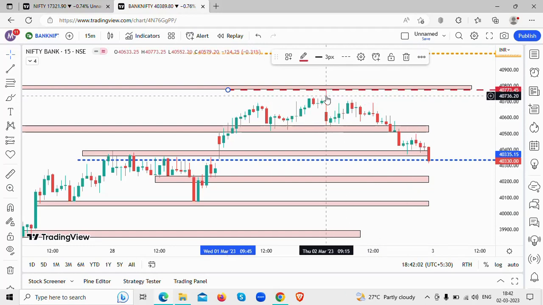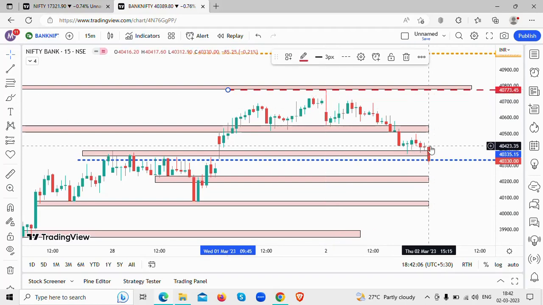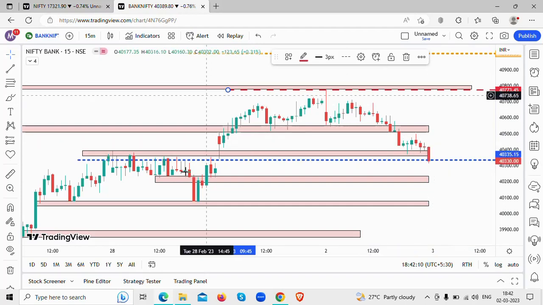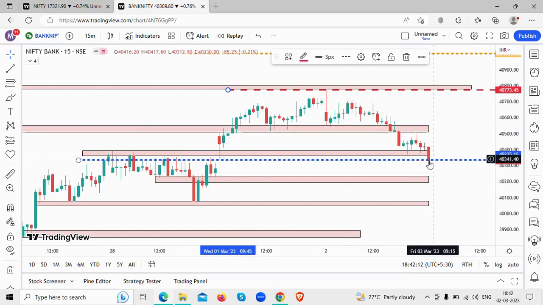This is your high for Bank Nifty, 40,773 level, and the low for Bank Nifty is 40,312 level. So what other levels are we going to look out for? These levels are your support level. We are going to keep this support level intact now.